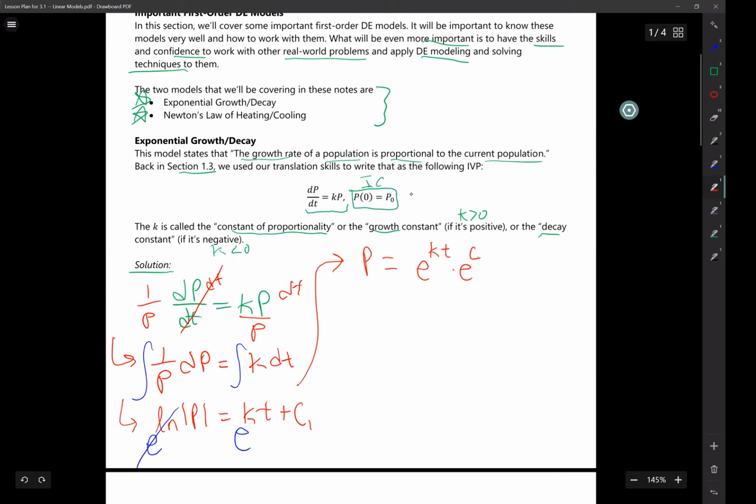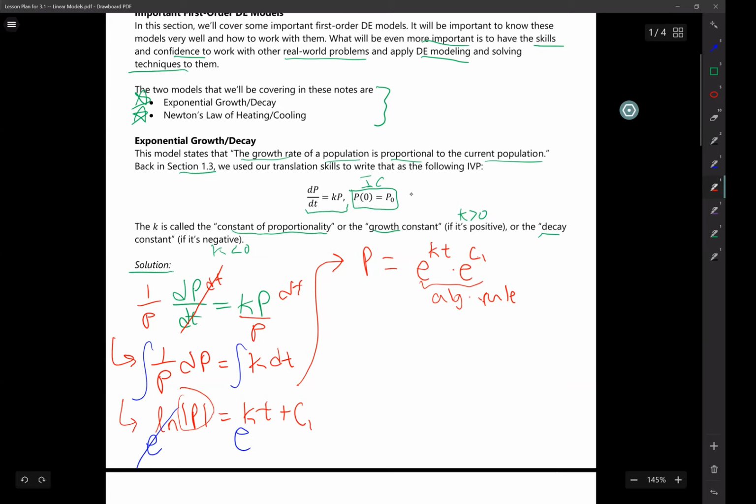This is just an algebra rule, why we did that. And why can't we get rid of the absolute value? Well, we can get rid of the absolute value here because population is positive. We can't have a negative population. So we just get rid of that because it's matching the real world, what we're talking about.